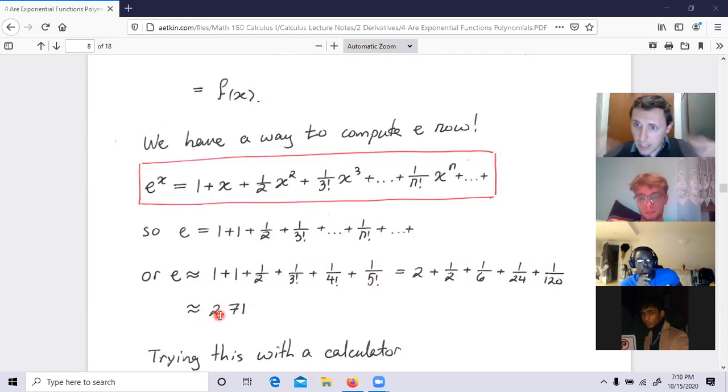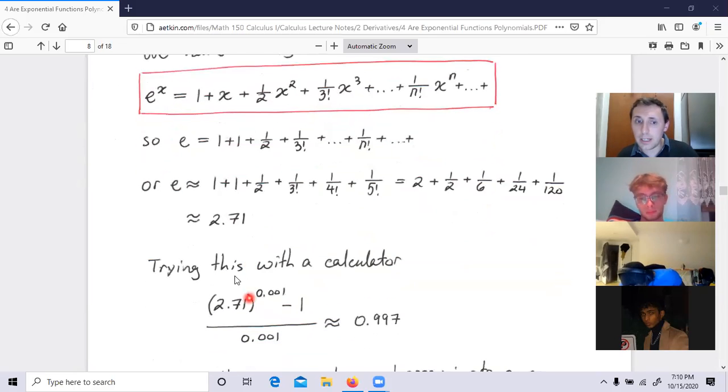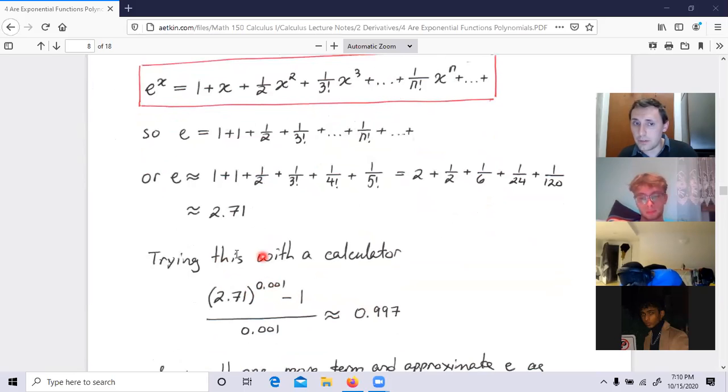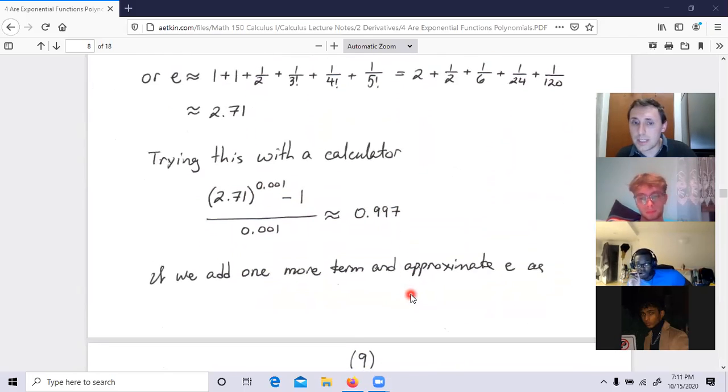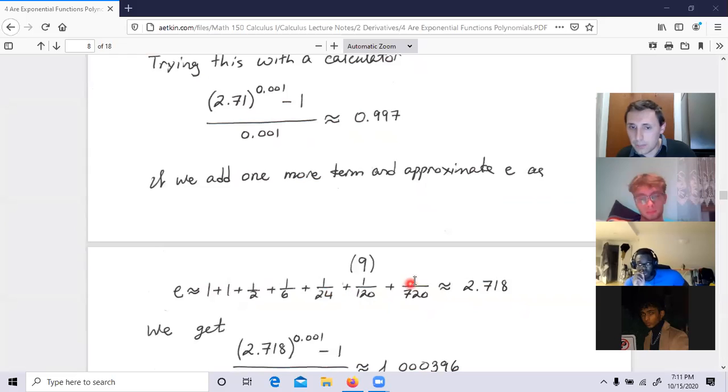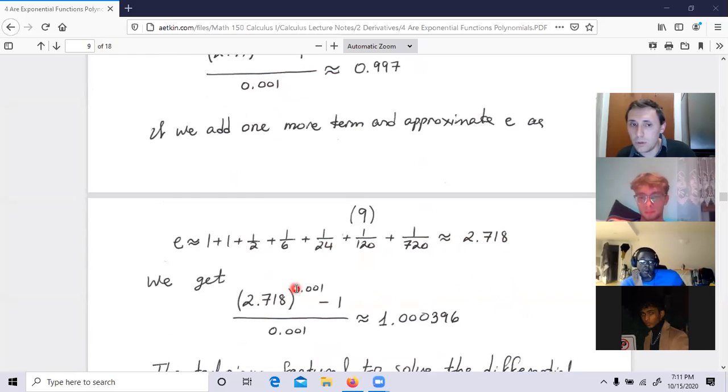Do you see, guys? I was hypothesizing there is a number between 2 and 3. This process, actually, because I believed in it, I am able to find it. You see, I'm finding a number between 2 and 3. If you plug in the calculator, let's say, the 1000 for this approximation, you get 0.997. Do you understand? You get something close to 1. Now let's do one more term. Let's add the 1 over 6 factorial. You add up 1 over 6 factorial, it's 2.718. You understand? And what do you get when you raise it to a number close to 0? To the 1 over 1000, you get 1.000396, even closer to 1.